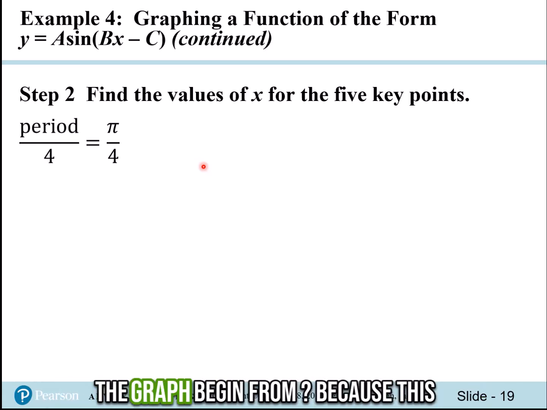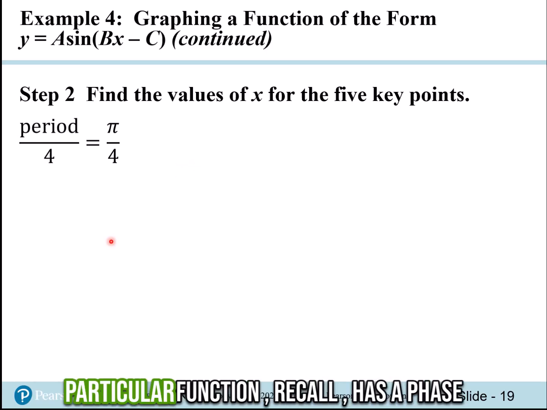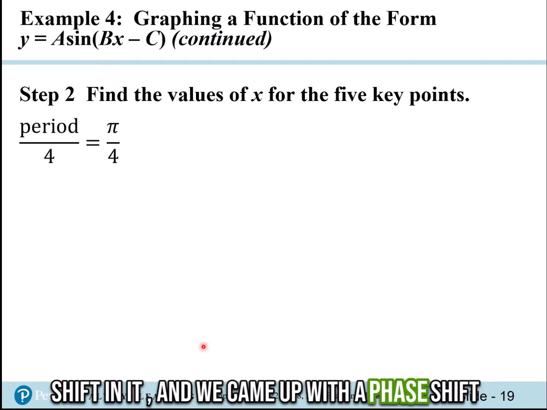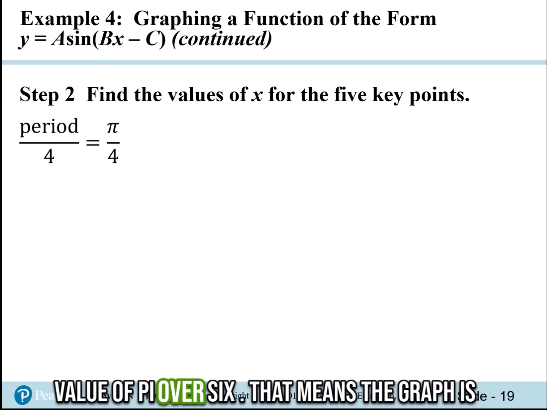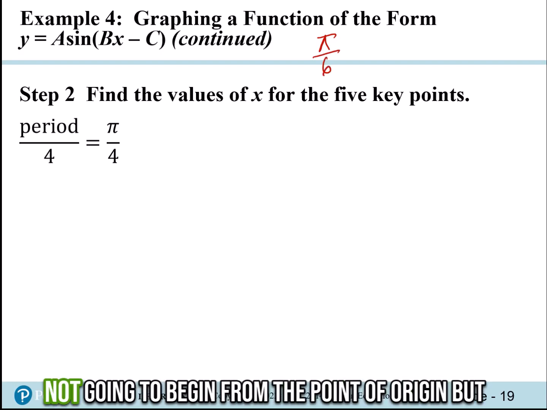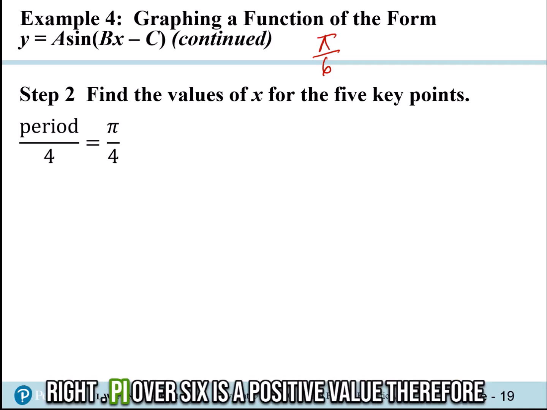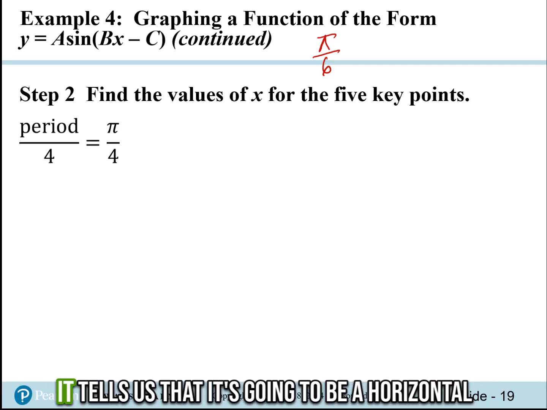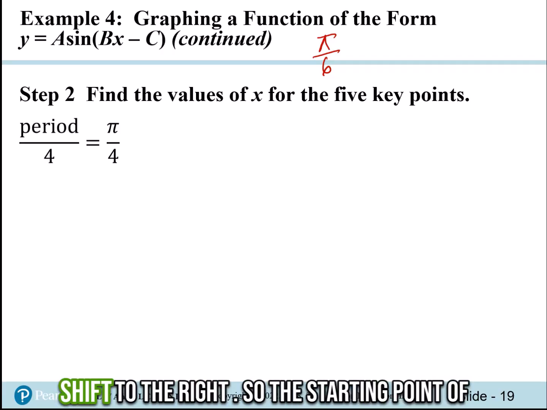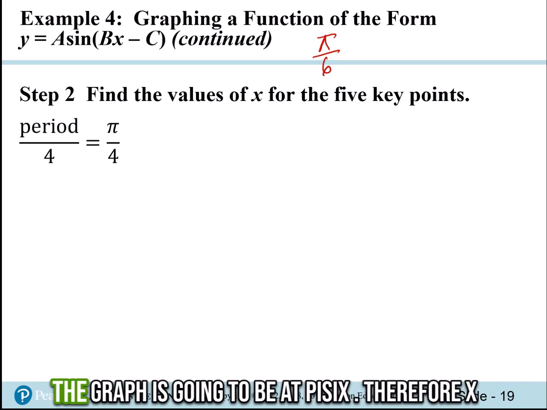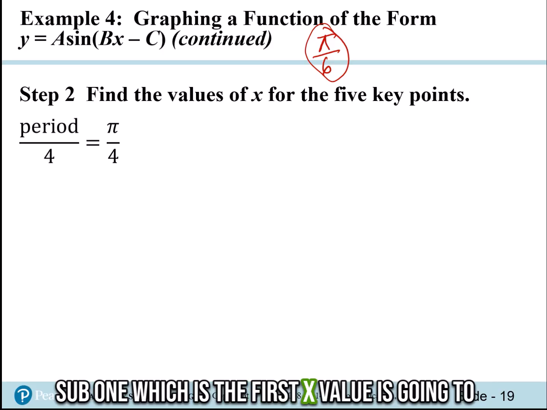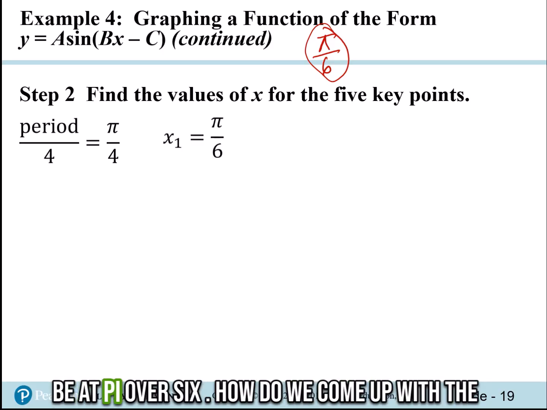But where will the graph begin from? Because this particular function, recall, has a phase shift in it. And we came up with a phase shift value of pi over 6. That means the graph is not going to begin from the point of origin, but it's going to shift pi over 6 units to the right. Pi over 6 is a positive value. Therefore, it tells us that it's going to be a horizontal shift to the right. So the starting point of the graph is going to be at pi over 6. Therefore, x sub 1, which is the first x value, is going to be at pi over 6.